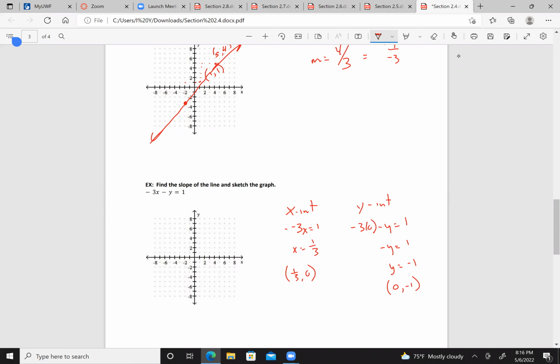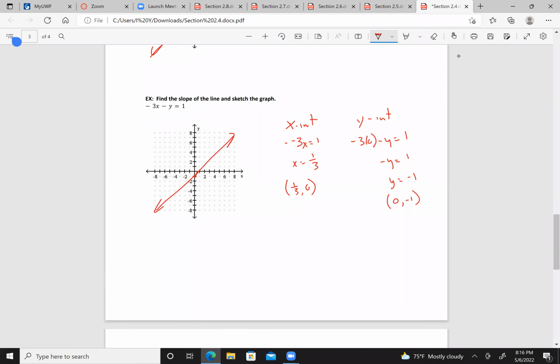So we have our points, (1/3, 0) and (0, -1), and we have a line something like this. But we don't have the slope, but we have 2 points. So I have -1 minus 0 over 0 minus 1/3, which is -1 over -1/3, which is positive 3. So that's my slope.